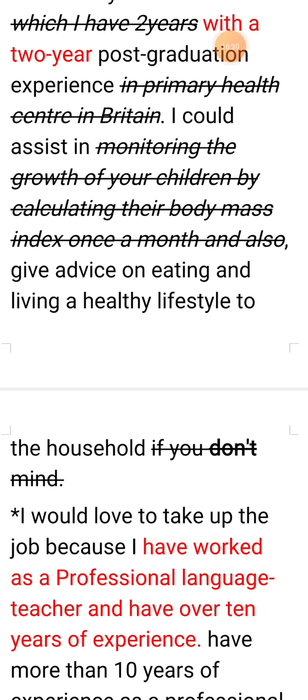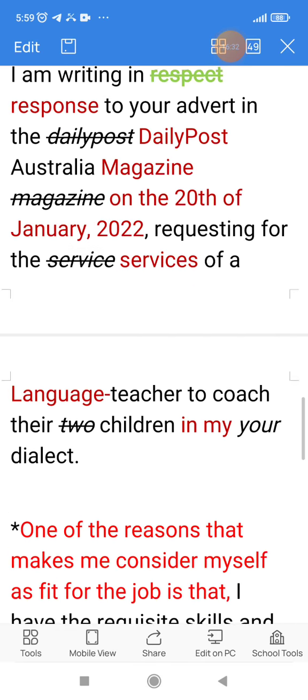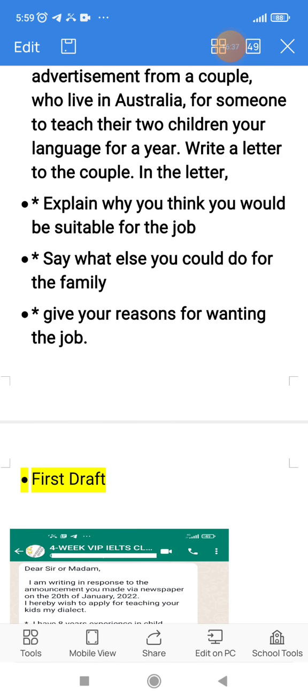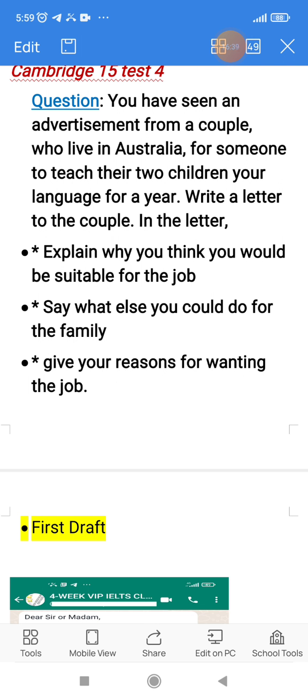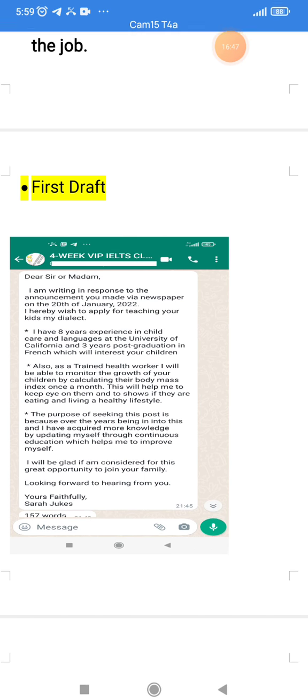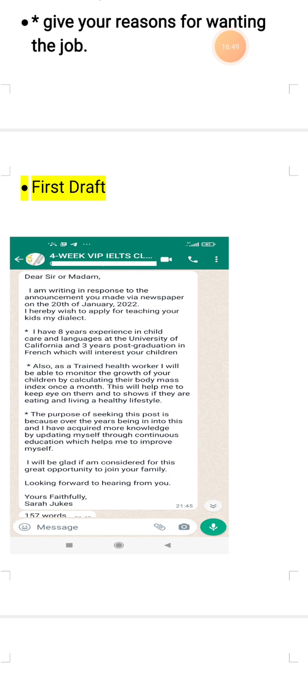Okay? Now, to the last question in the bullet points, and ensure that you answer all the bullet points. Otherwise, you will not get the full marks for task response. Give reasons for wanting the job. In the first draft, the student says the purpose of seeking this post is because over the years being into this, and I have acquired more knowledge by updating myself through continuous education, which helps me to improve myself.